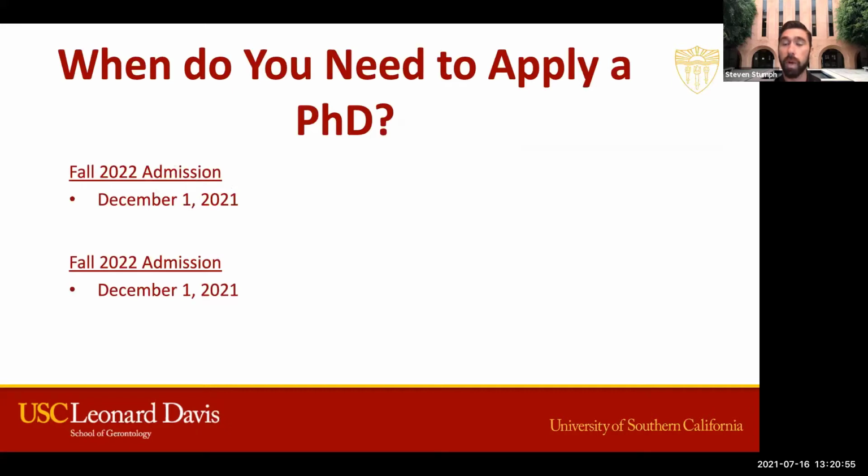We do have one admission cycle for the PhD programs. The PhD programs will start in fall every year, and the deadline will be December 1st of the year prior. So for our fall 2022 start date, which begins in August, the application will be due December 1st, 2021. Again, this application will become available in early September or early fall of every year.